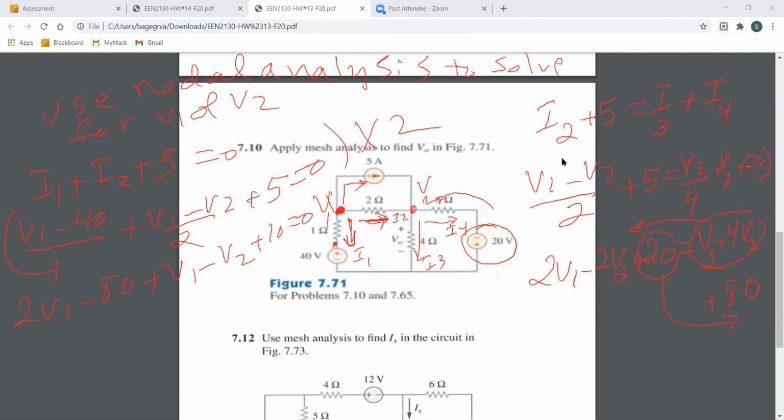And if you are asked to find the power, you know the current, I squared times resistance 1, you get the power consumed by the 1 ohm resistor. If you want to find the power consumed by the 2 ohms, it will be V1 minus V2, or I2 squared times 2, and so on. Okay, let's move to the mesh analysis.